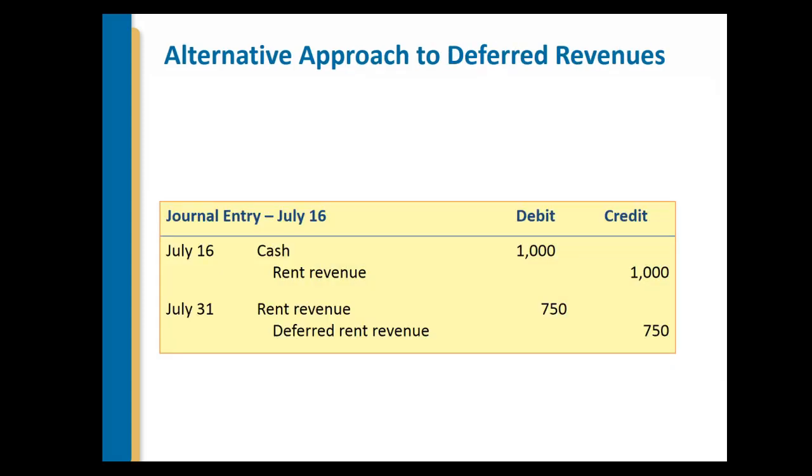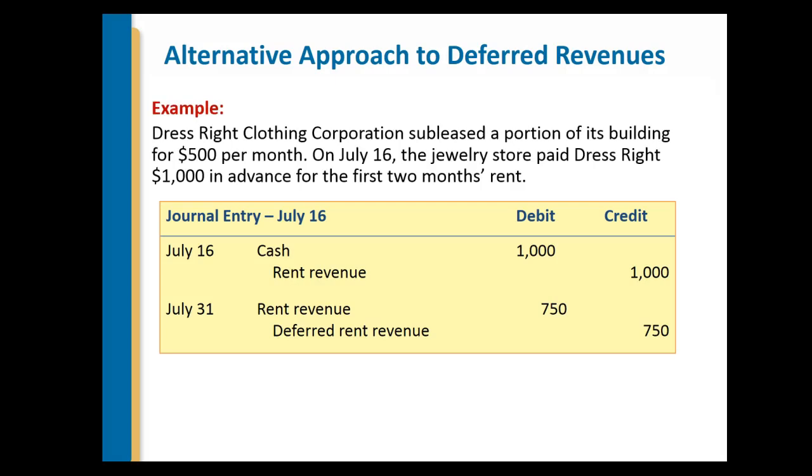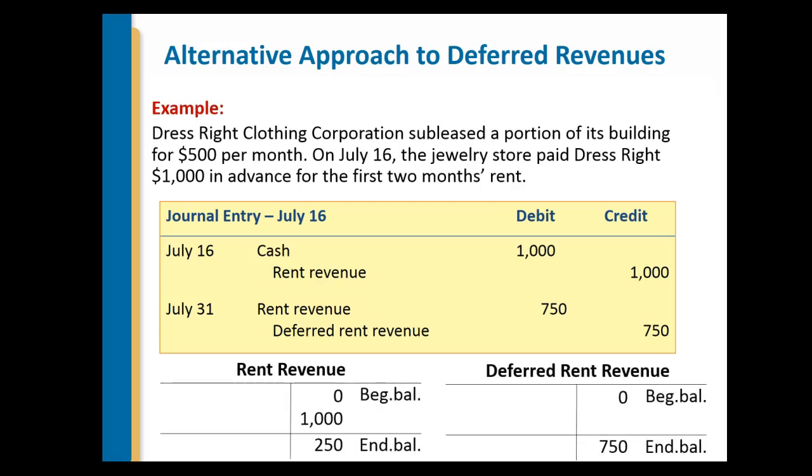Now, here is a way we could do deferred revenues differently. In this scenario, the example of deferred rent revenue that we talked about earlier, the July 16th cash balance from the jewelry store representing an advance of 2 months' rent could have been recorded by DressRight as a credit to rent revenue instead of deferred rent revenue, which is a liability.